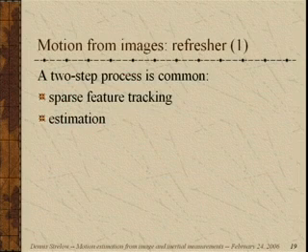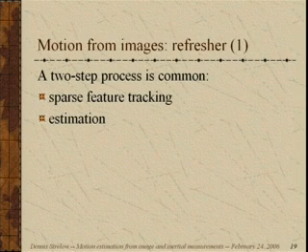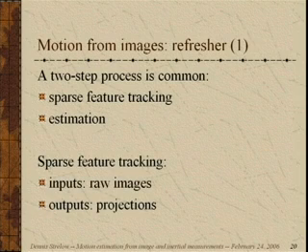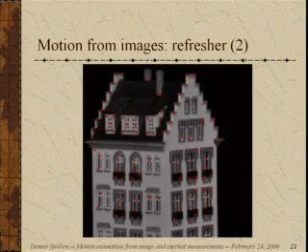All right, so when you're trying to estimate the motion of a camera or a vehicle to which a camera is attached from images, a two-step process is common. The first is sparse feature tracking, and the second step then is estimation. For sparse feature tracking, the inputs are the raw images, and the outputs are the projections or the tracking data of sparse points in that sequence.